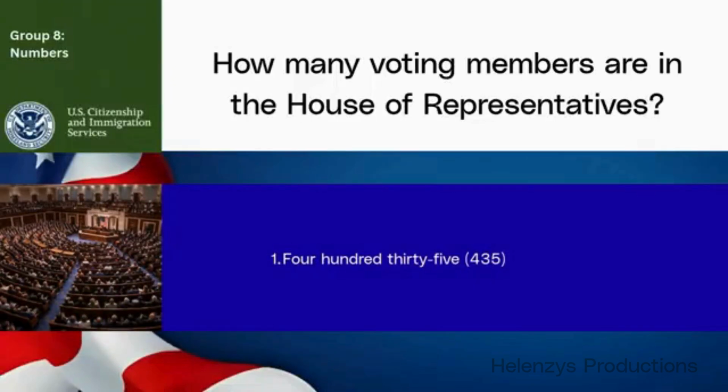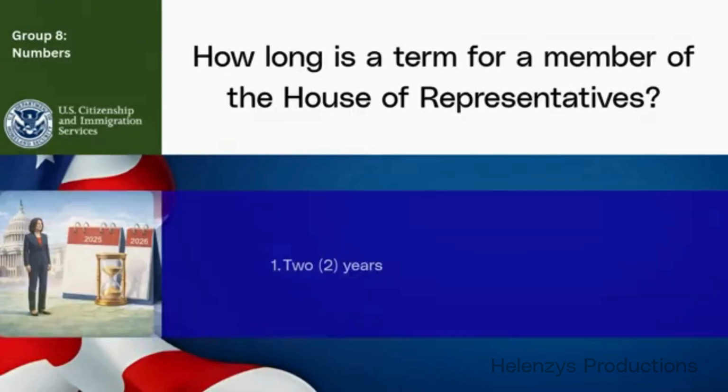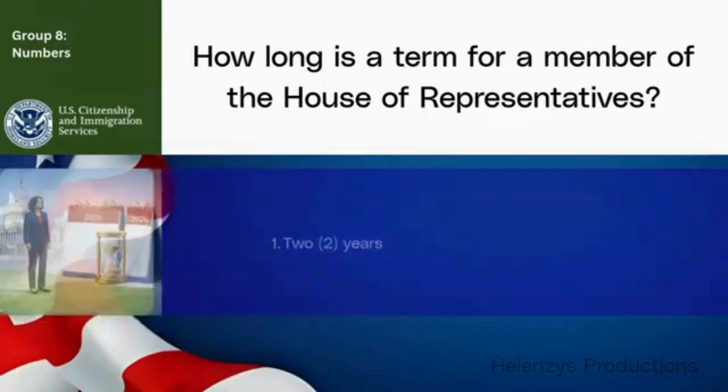Quick recall. How many voting members are in the House of Representatives? 435. How long is a term for a member of the House of Representatives? 2 years.